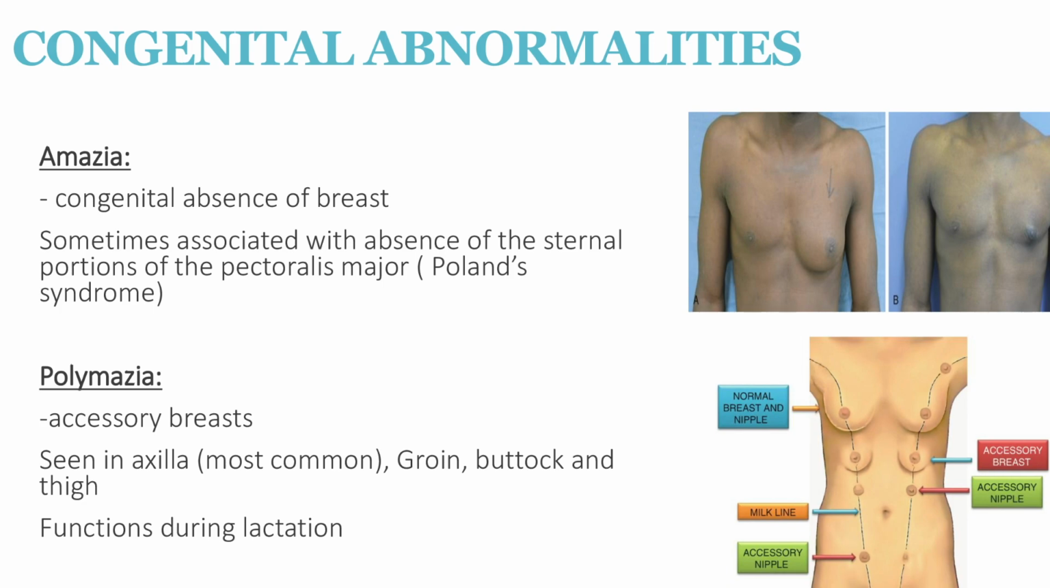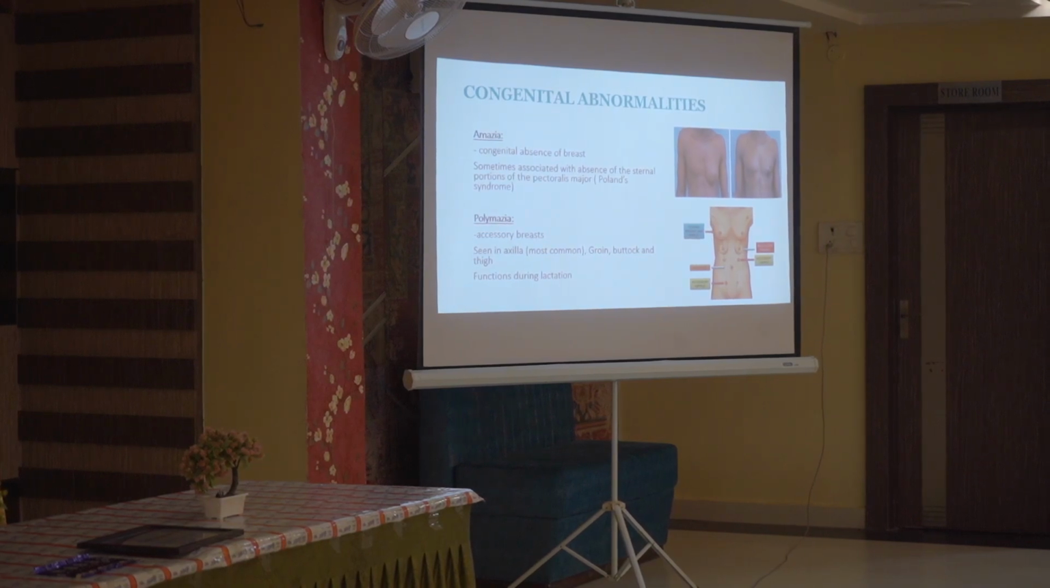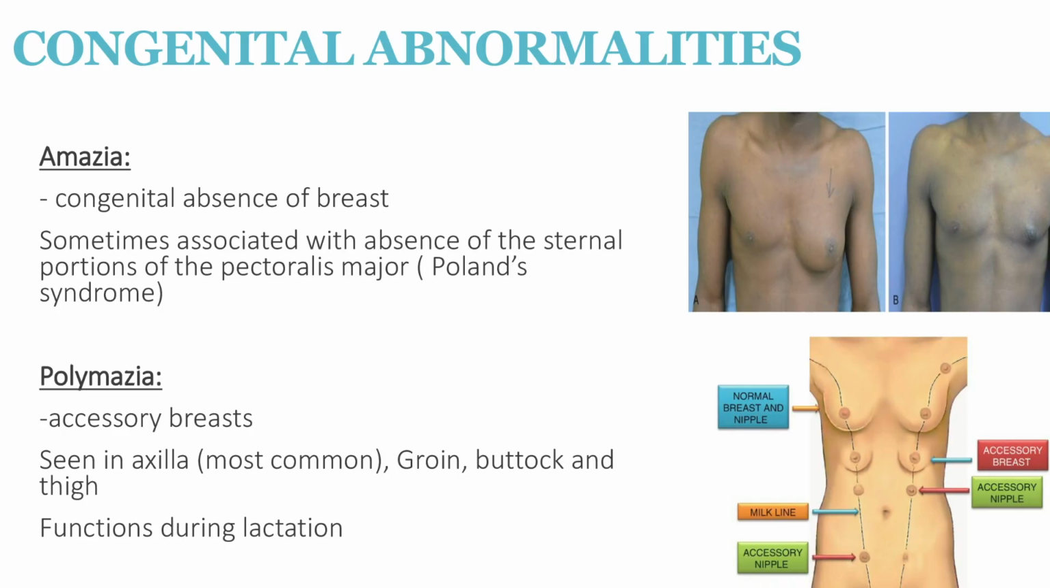This is amastia. Polymastia, the accessory breast, we sometimes find; I have never found it except in 1 or 2 cases in my practice. This is polymastia, the accessory breast, which lies most commonly in the axilla, groin, buttock, and thigh also. It functions during lactation, and you get the secretion of milk. Then you come to know that these are accessory breasts.